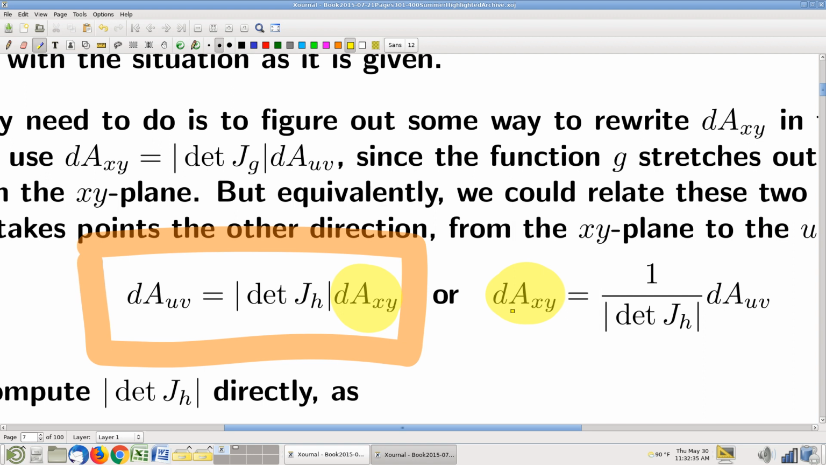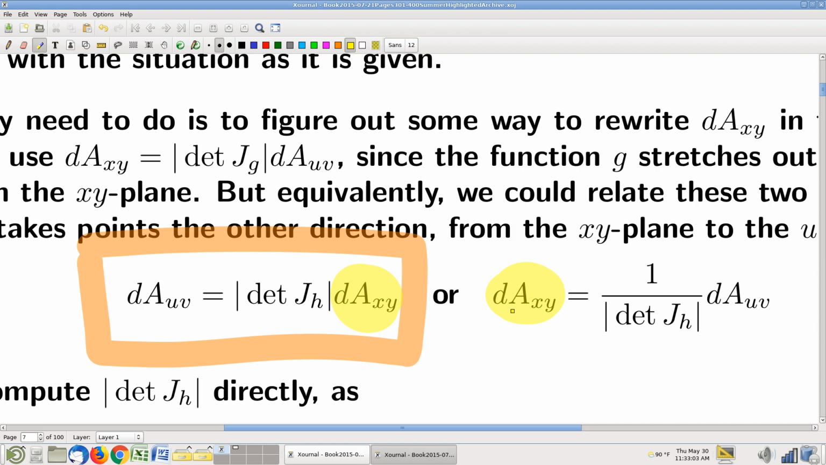Geometrically, here's a way to think about it. If the function h that goes the wrong way is stretching things out to make them bigger, then the action of going backwards is just going to do the exact opposite. It's going to squish. However much it stretches going to the left, that's how much it squishes going to the right. That's a different way to think about that.